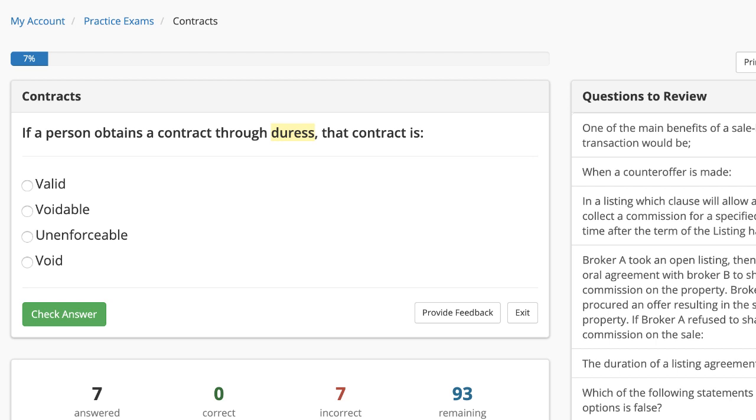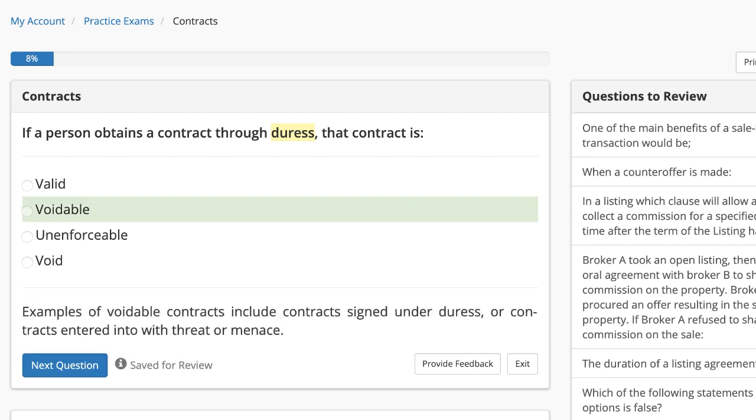Okay, if a person obtains a contract through duress, that contract is A, valid, B, voidable, C, unenforceable, D, void. What do you guys think? And the answer is B. And I'll read it again. If a person obtains a contract through duress, that is B, voidable.